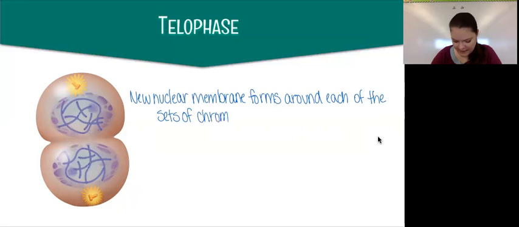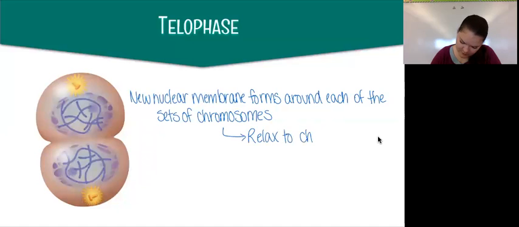And they're also going to go ahead and start to decondense, to relax a little bit, and form chromatin, with an N at the end there, by the end of telophase. T for telophase, T for two nuclei that have formed by the end of this process.